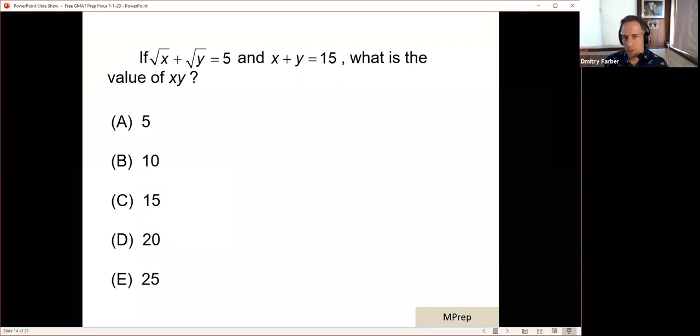I'm seeing x and x plus y and x times y. We've dealt with a lot of that today. So what's the connection? What can I do? Yeah, if I think about the square of a sum, I can get from the square of root x plus root y to something else, right? Now notice that I can't just square directly. In other words, I can't say, if I square this, I get x plus y, and I square this, I get 25. If so, then x plus y would be 25. X plus y is only 15.